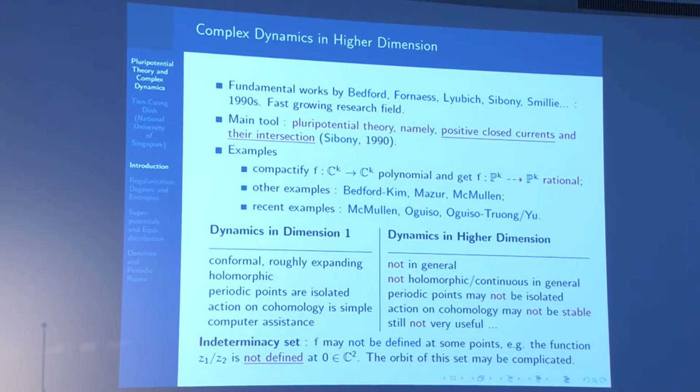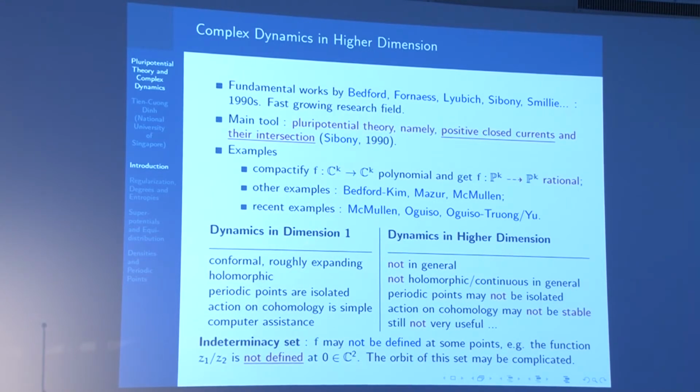So I give here some differences between the case of dimension 1 and the case of higher dimension. First, in dimension 1, the map is conformal outside the critical set, and roughly we have only one direction, and roughly the system is expanding. But this is not true in higher dimension. You might have some expanding directions, and you might have some contracting directions.